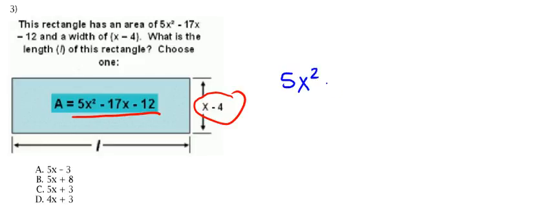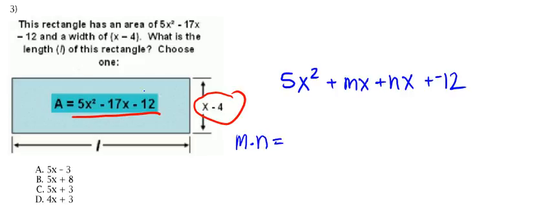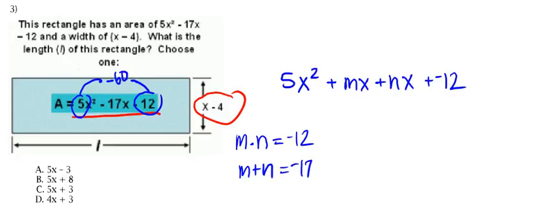This is 5x squared plus mx plus nx plus negative 12. I changed that subtract 12 to a plus negative 12. And I am looking for an m and an n that multiply to give me negative 12, but add to give me negative 17. So let's try, back me up. I am actually looking for an m and n, I messed that one up. I have to multiply these together. M and n that multiply to give me negative 60, but add to give me negative 17. That was my mistake there.